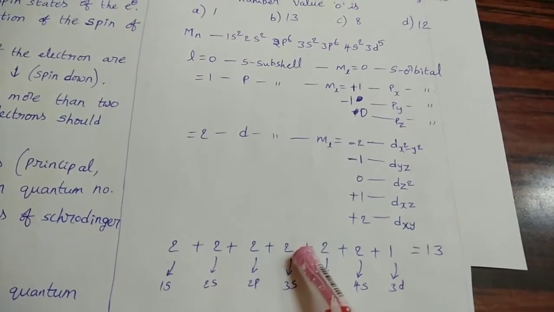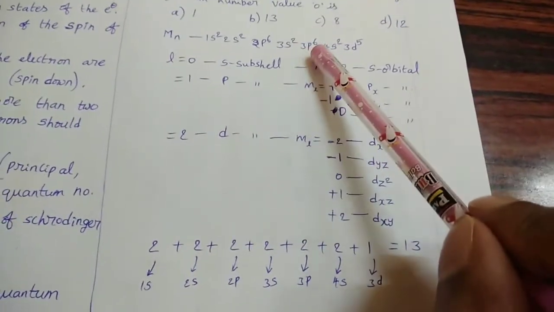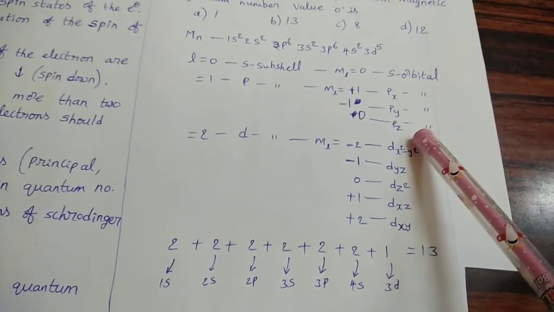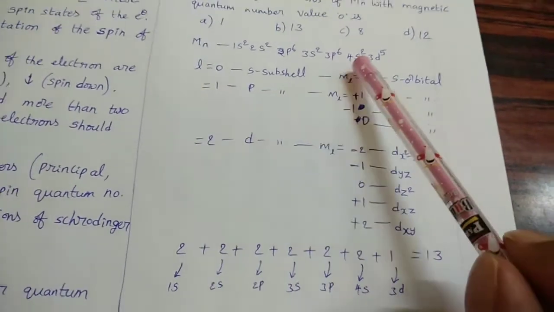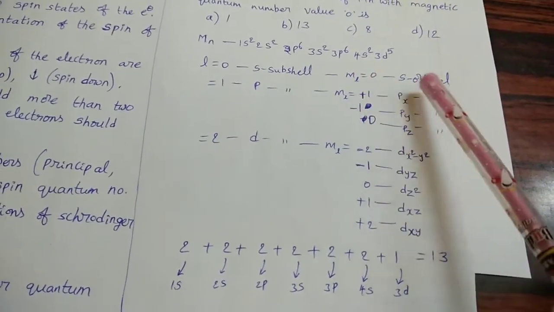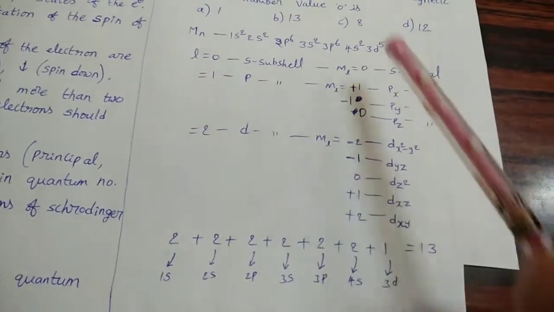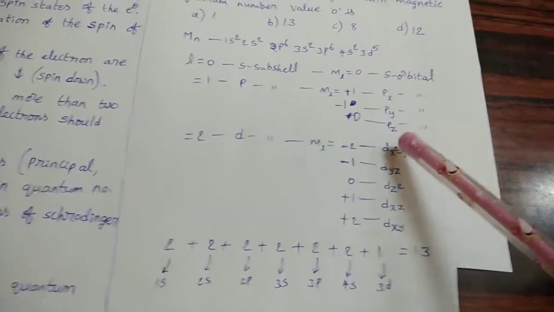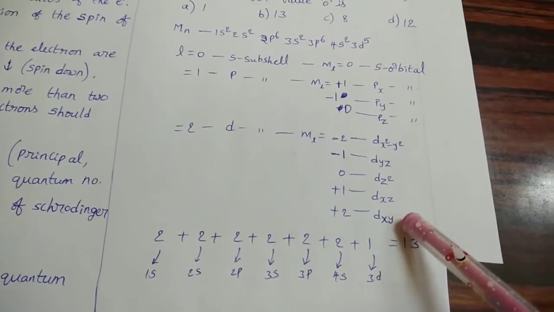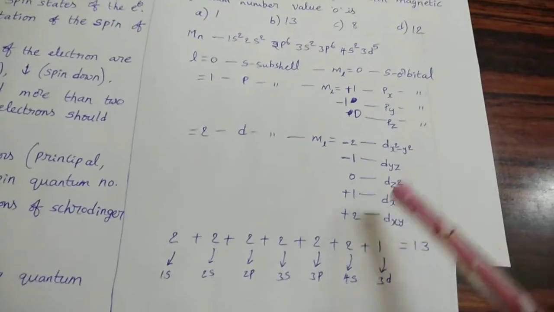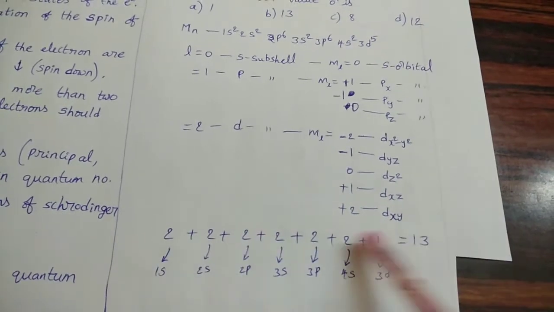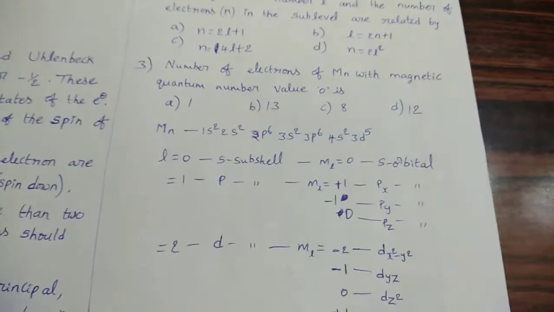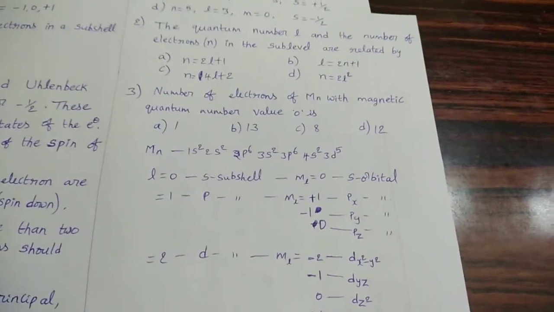Next, 3s, magnetic quantum number 0. Number of electrons 2. 3p6, in that also the 3pz orbital has magnetic quantum number 0. So 2 electrons. 4s, s orbital, magnetic quantum number 0. So 2 electrons. 3d5, in this 3d5, each d orbital has 1 electron. So the dz square orbital has 1 electron. So 1. Add all these, we get 13. So what is the option? Option B is the answer. Okay, so practice well. In the next class we will meet.